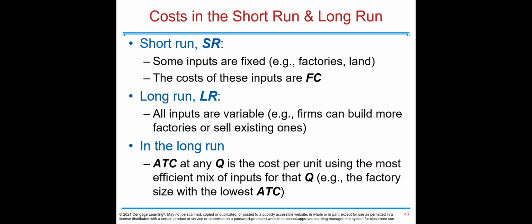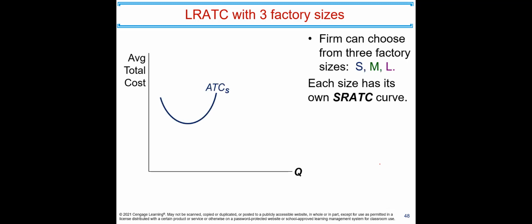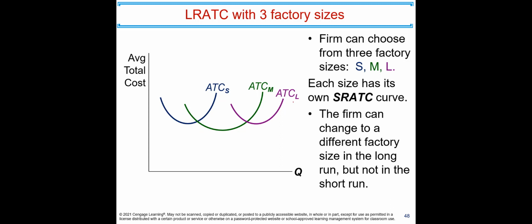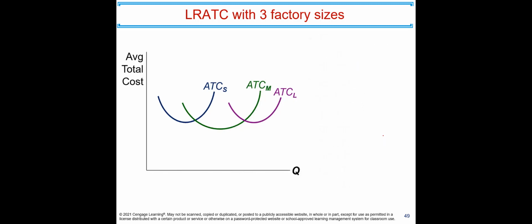In the long run, average total cost at any quantity is the cost per unit using the most efficient mix of inputs for that quantity, which represents the factory size with the lowest ATC in the short run. So let me explain what I mean. Let's say long run average total cost with 3 factory sizes. Firms can choose from 3 factory sizes. For a small size, this is the best ATC. For medium size, this is the average total cost. And for a large factory, this is the average total cost. So the firm can change to a different factory size in the long run, but not in the short run.